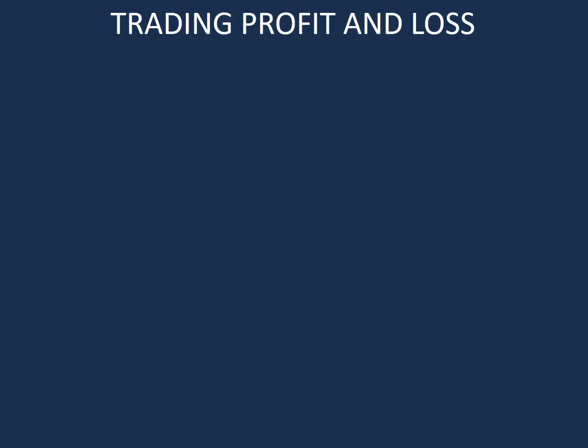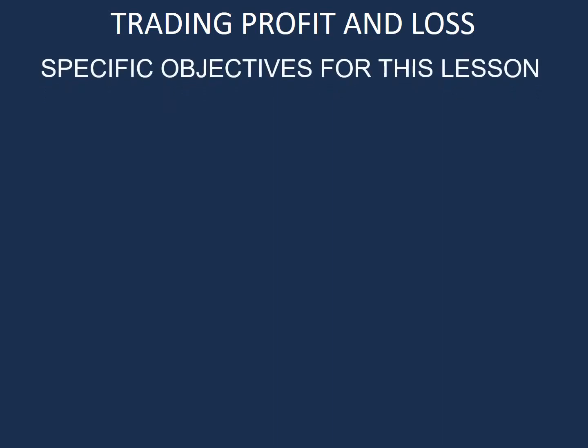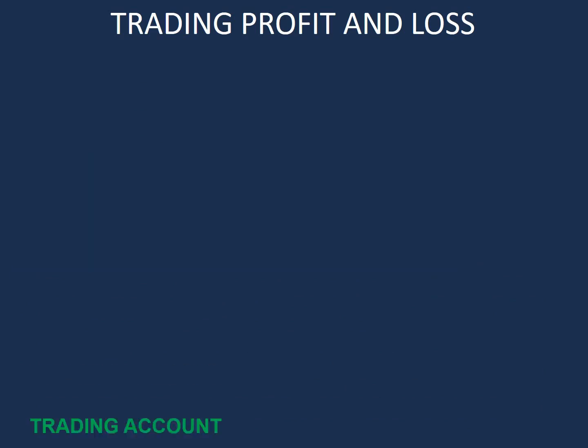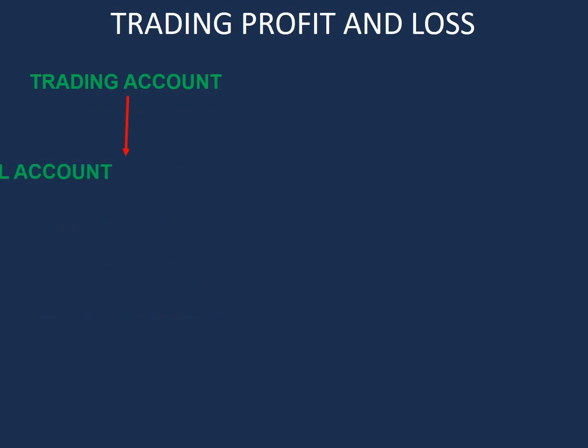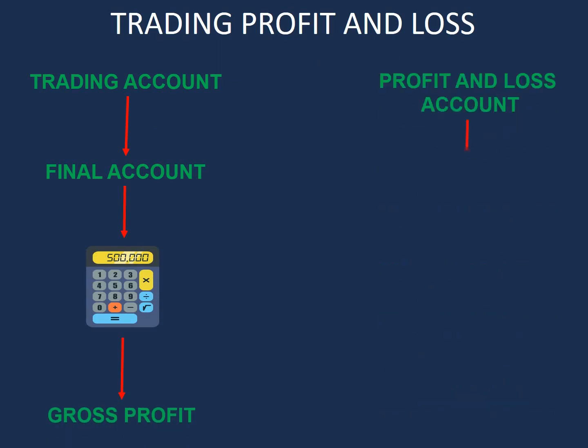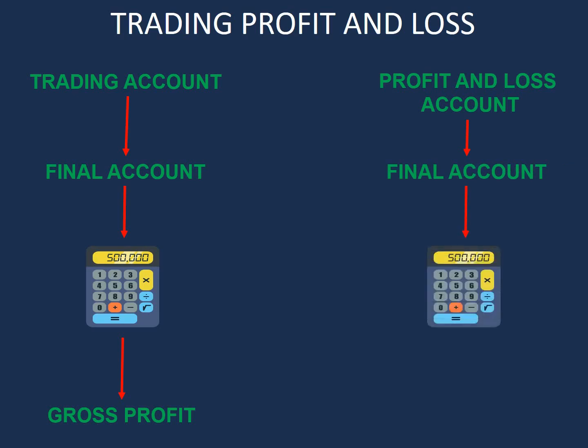For this lesson, we will have a look at our trading profit and loss account. The specific objectives for this lesson are to define the trading account, to define the profit and loss account, and to draw up a trading account and a profit and loss account, including the year-end adjustments and closing transfers. Now, our trading account is our final account used to calculate our gross profit, and our profit and loss account is our final account used to calculate our net profit or net loss.